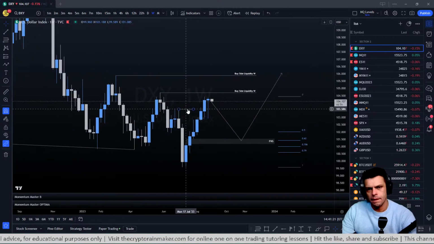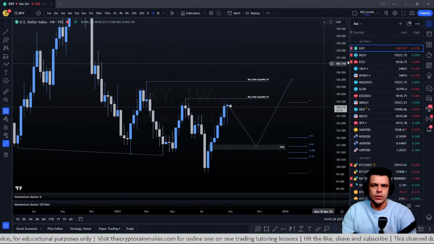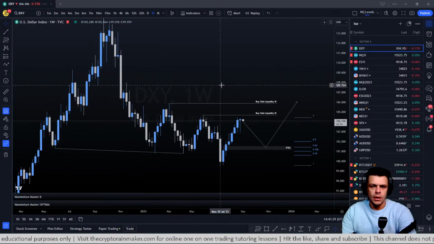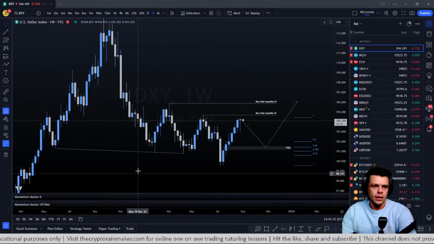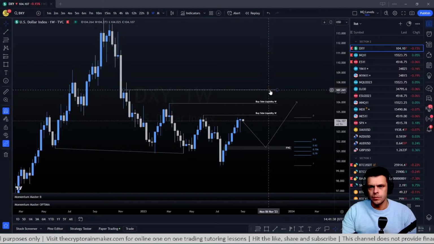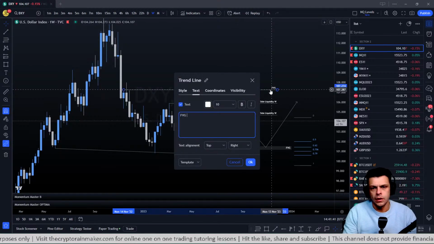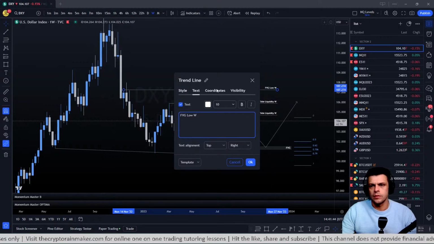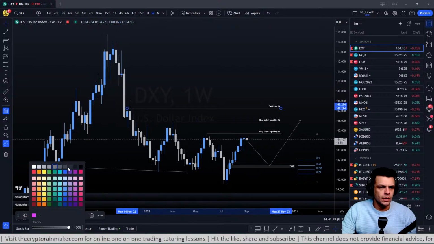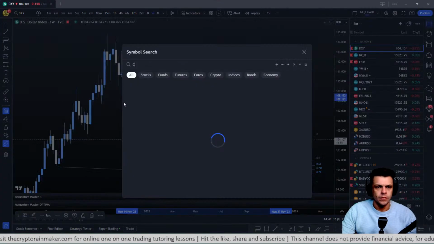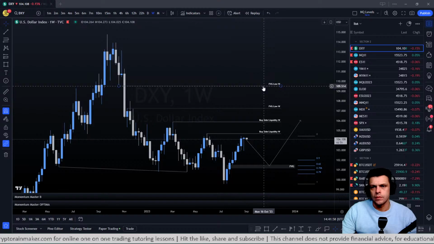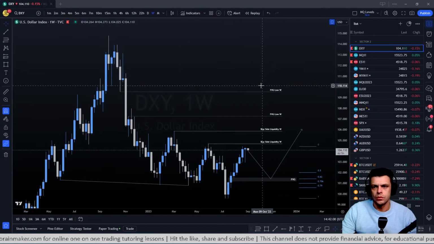Okay, so that's kind of the price action analysis for now on the dollar index. We also have this imbalance right here. We already tapped into it and then got this move to the downside. So I'm just going to mark it here so we can keep this in mind. Fair value gap low on the weekly. Just going to give this a different color, and then we are going to change this to high.